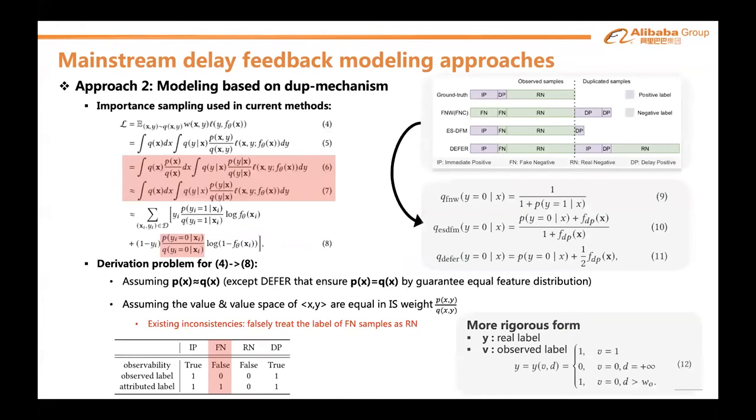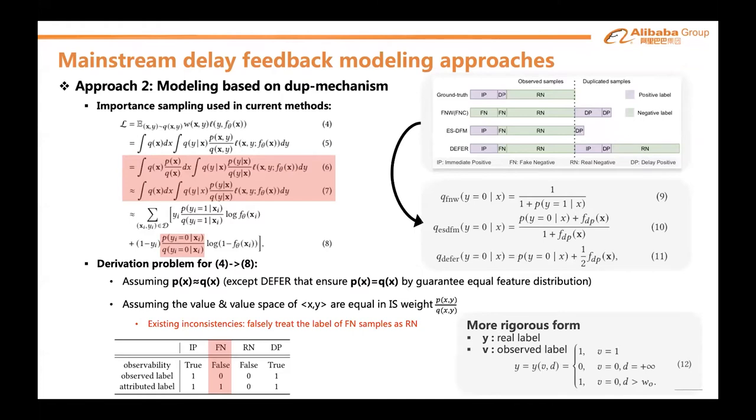At present, the importance sampling used in mainstream solutions is shown in Formulas 4 to 8. Due to the difference of dupe mechanisms, these methods calculate the weight in Formula 8 differently, hence derive different loss functions. Therefore, the difference of existing methods can be attributed to the difference of dupe mechanisms. However, the issue is that there are problems with the commonly used derivation.